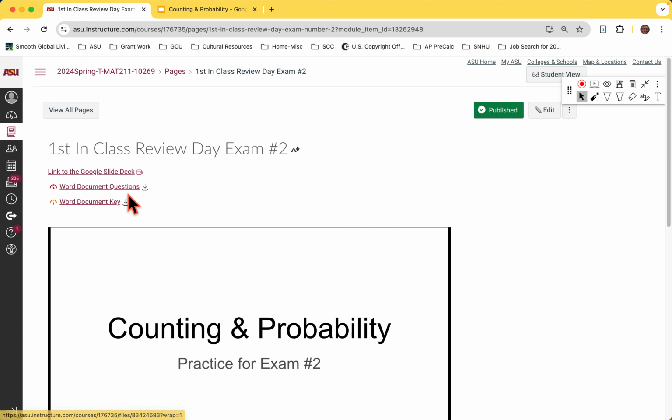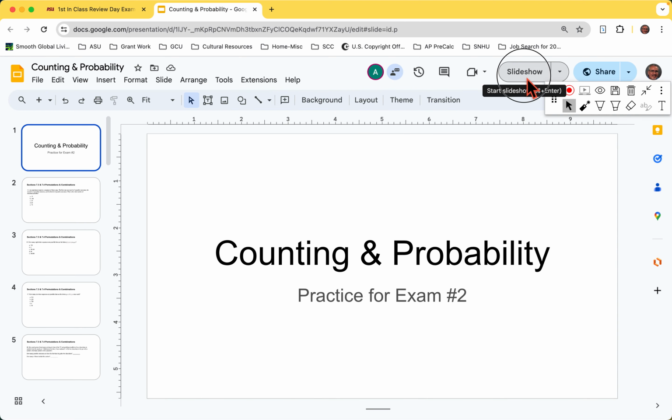I've also got all the questions in a Word document. So if you wanted to, maybe print it out and work it differently, you could do that. There's a key to that. Those are all additional resources to help you practice with what we're going to do. So I'm going to go with a larger version.